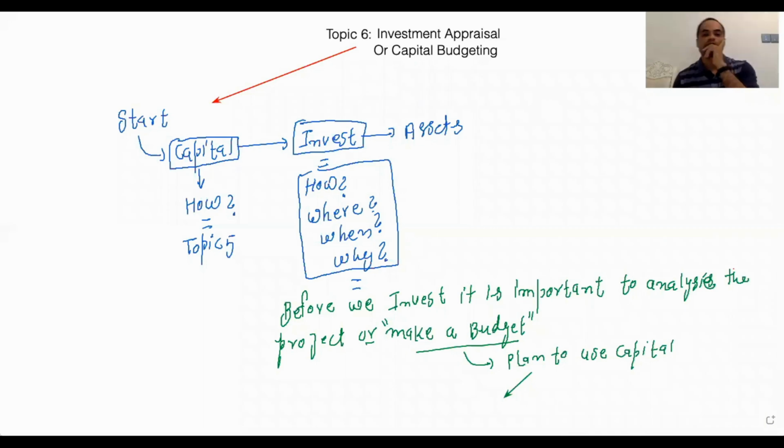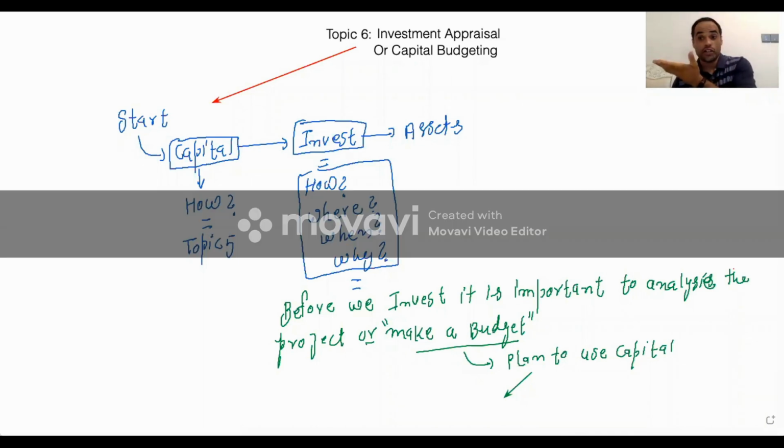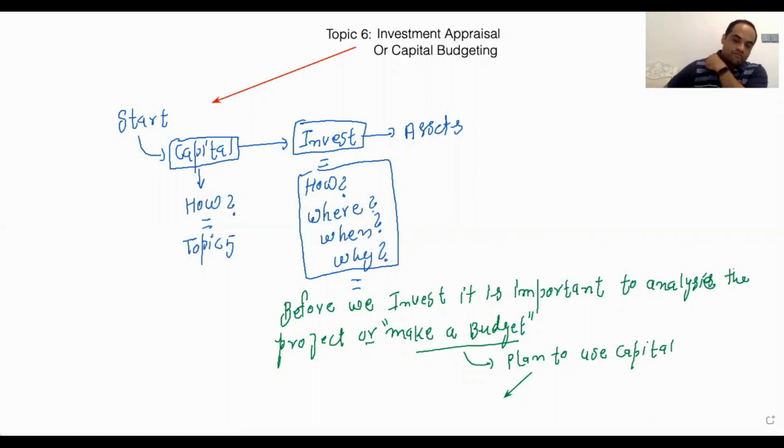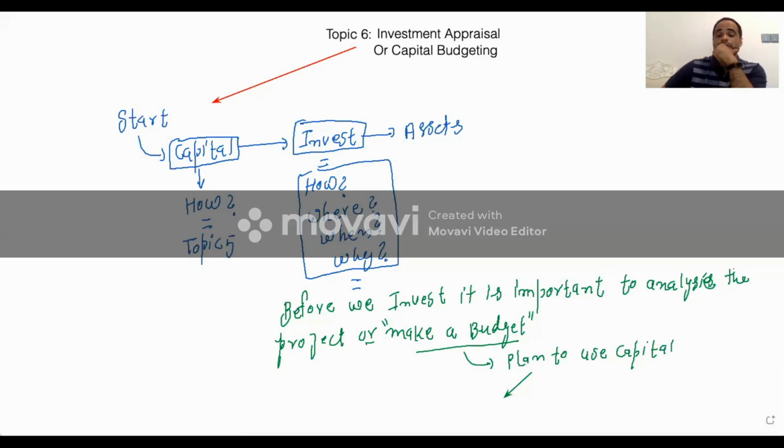Because we use money of shareholders. So what? Not only shareholders' money. Money comes from banks too. So what if we use shareholder money? What is the connection between shareholder money and the plan to use capital? Is there any relationship?